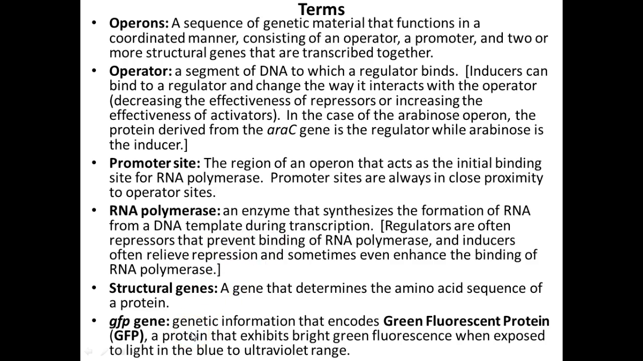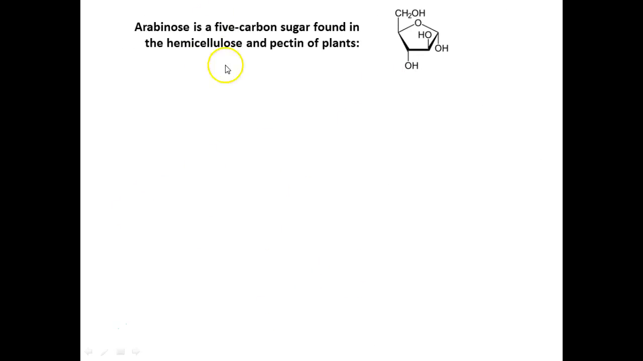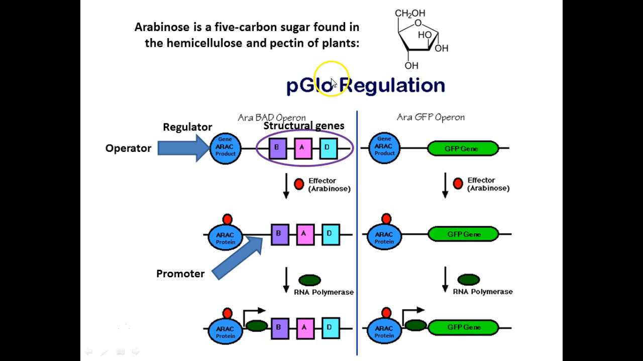Instead of putting enzymes to digest sugars, we're using a sugar regulator system, a sugar operon known as the arabinose one. Instead of putting the structural genes to digest arabinose, that sugar, we stuck the green fluorescent protein gene there, or they did, in their plasmid. And so what that genetic information allows them to do is make a protein that, when hit with UV light, is going to emit green fluorescence. So arabinose is a sugar commonly found in the pectin of plants.